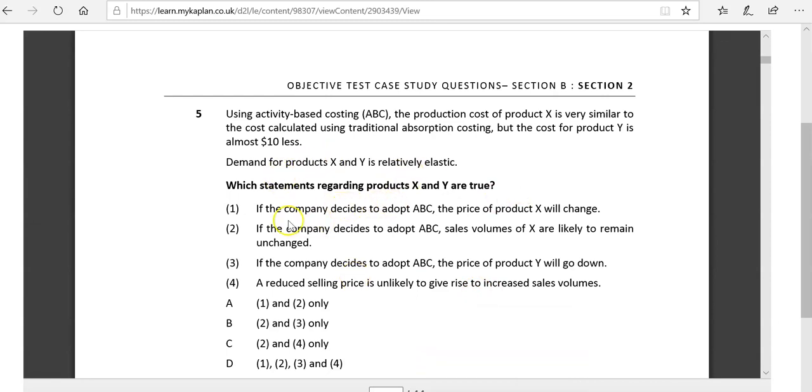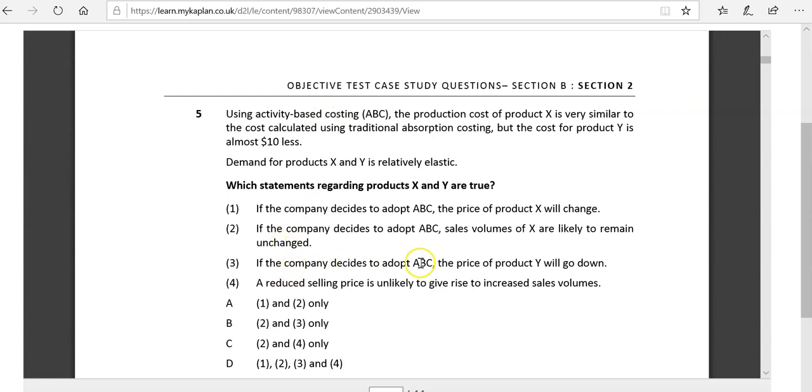So anyway, what's the thing? If the company decides to adopt ABC, the price of X will change. Well, not really, because X was pretty much the same, either method. So it's definitely not one. If the company decides to adopt ABC, sales volumes are likely to remain unchanged. Well, that's true. Technically, nothing's going on here. Nothing has changed really with the costing method for X. The volume is still the same. Both methods reveal similar costs.